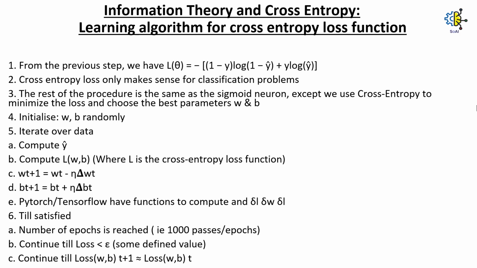Initialize w and b randomly. Iterate over data, compute y cap, compute L of w comma b, where L is the cross entropy loss function, and w_t plus 1 is equal to w_t minus eta times delta w_t. Similarly, b_t plus 1 is equal to b_t minus eta times delta b_t. PyTorch or TensorFlow have functions to compute this. Continue until the number of epochs is reached, say 1000 passes, or until the loss is smaller than some defined value, or until the loss of w comma b at t plus 1 is equal to the loss at t.